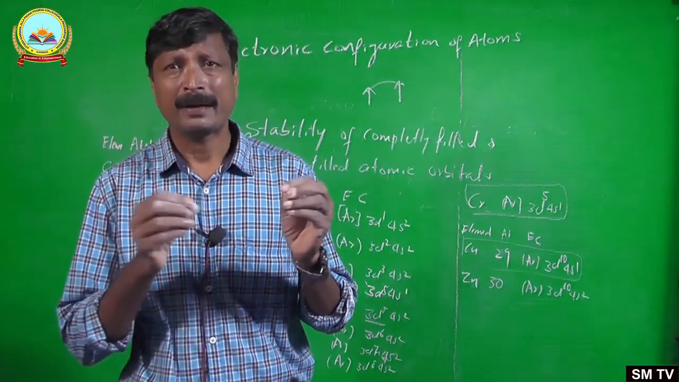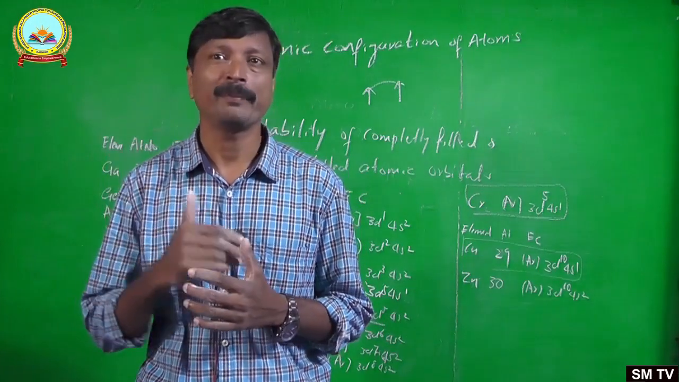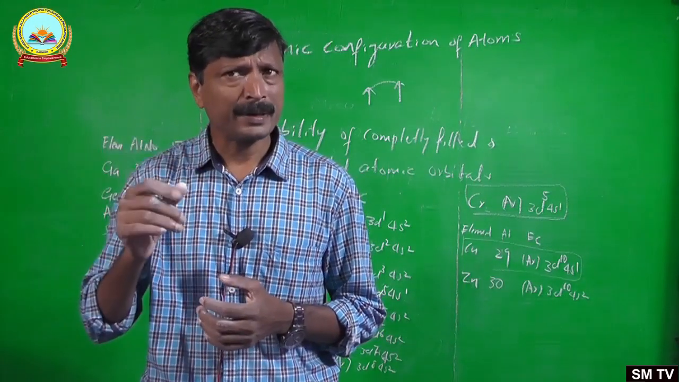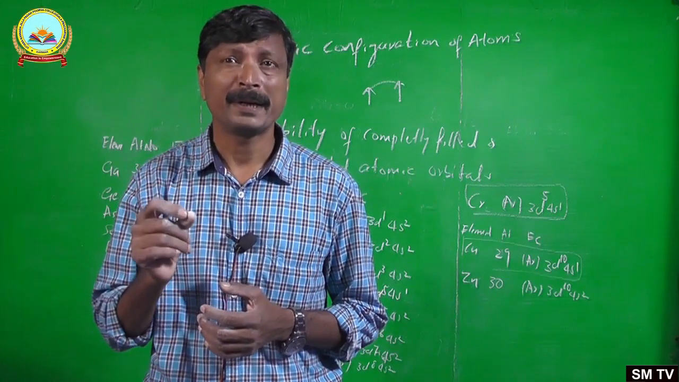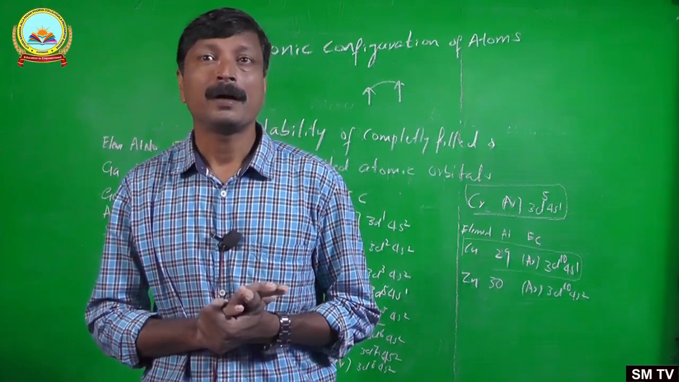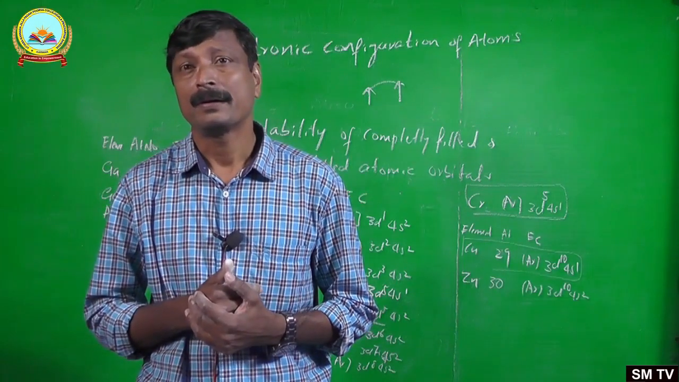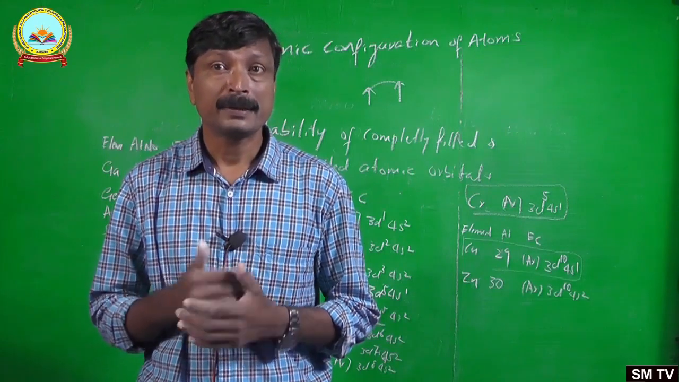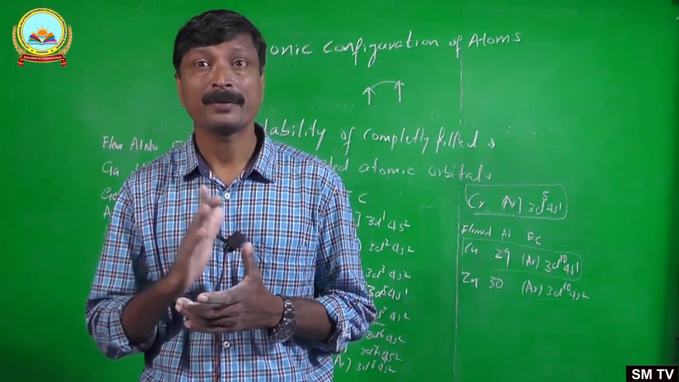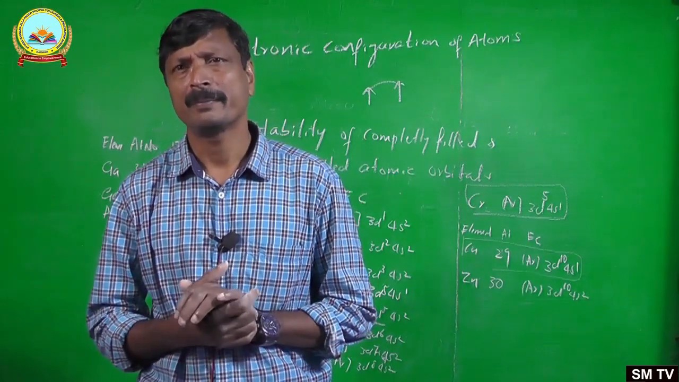I will quickly recap what you studied in this chapter and what you have to remember for the examination. In my first class, I discussed the discovery of subatomic particles: electrons, protons and neutrons. After that, their properties, their mass and charges. Then Thomson's model, the Rutherford model and the alpha ray scattering experiment, and the reasons for the failure of the Rutherford model.